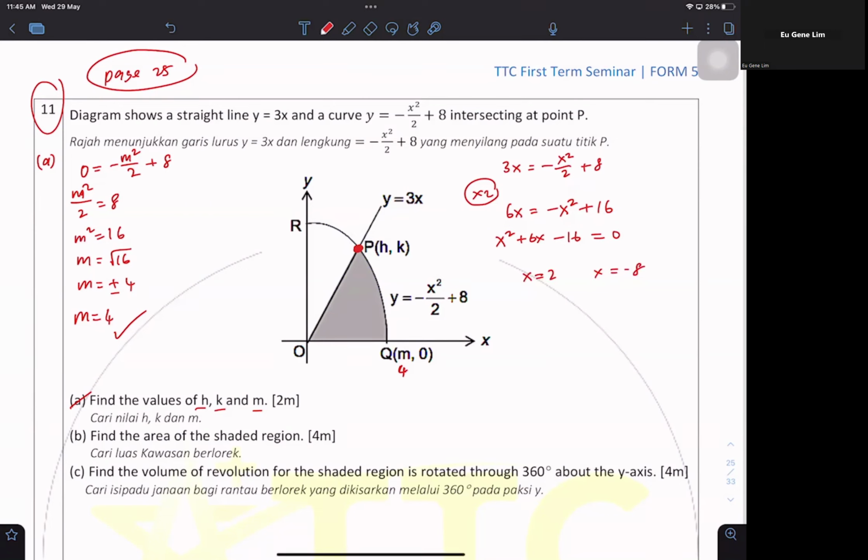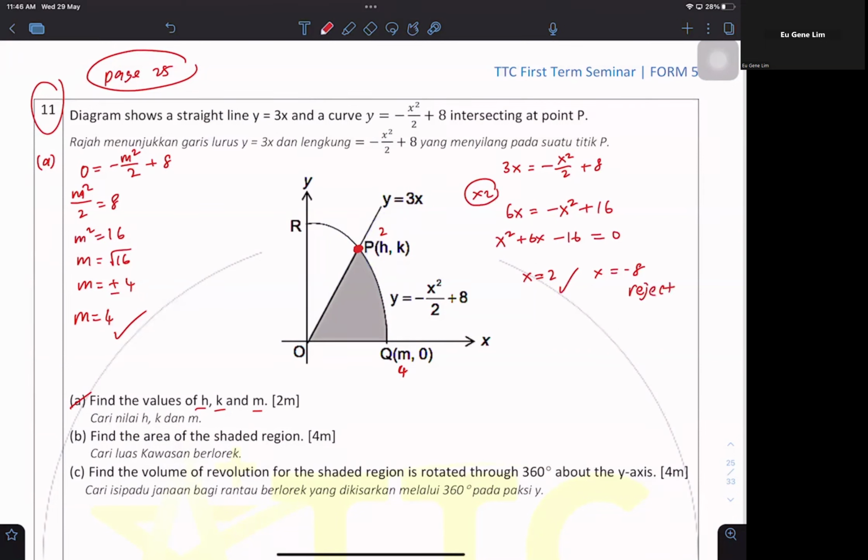But then, yeah, we got 2 and negative 8. But this point is obviously positive, right? Actually, the h is 2. Very good. It's positive 2. It can't be negative 8, right? The x cannot be negative 8, it's on the positive side. So this one, I tell you, you reject. You only take x equals 2. You reject negative 8.